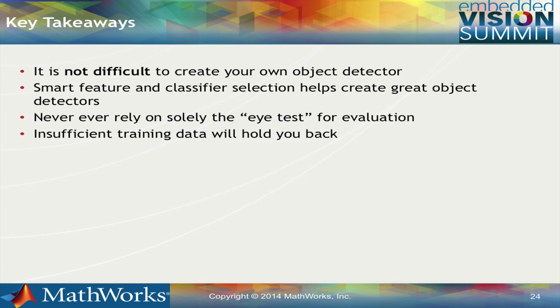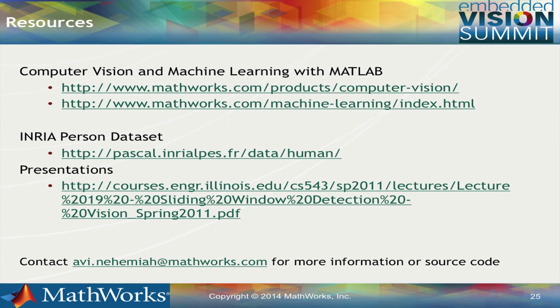So here are some key takeaways. If you know the right steps, it is not difficult to create your own object detector. Smart feature and classifier selection is really going to help you create that great object detector. Never ever solely rely on the eye test for evaluation. It is never sufficient. Always try to use a method to objectively test your classifiers. And most importantly, insufficient training data is really going to hold you back. And here are a few resources if you do want to learn more about computer vision and machine learning, which is what you'd use to create a great object detector.